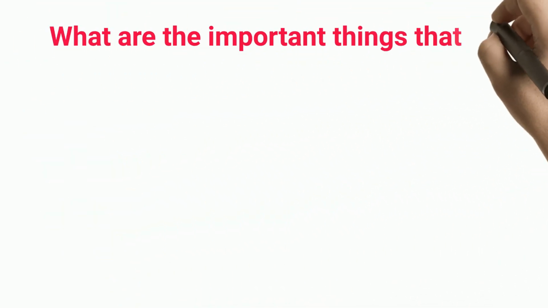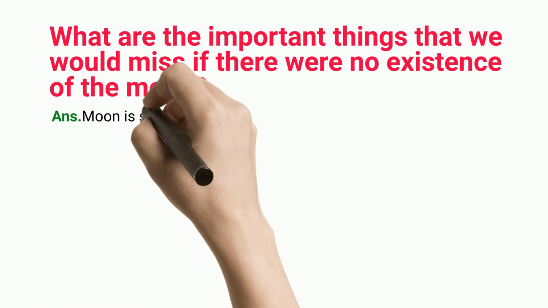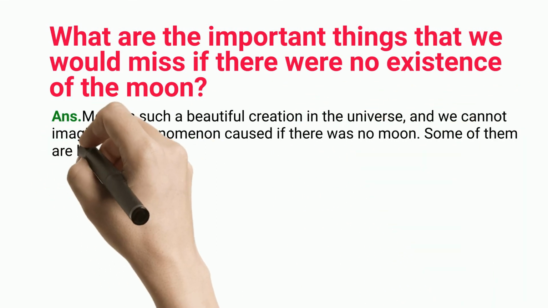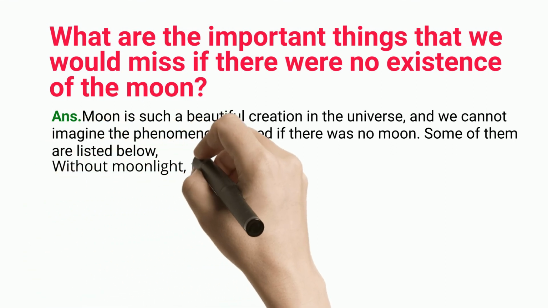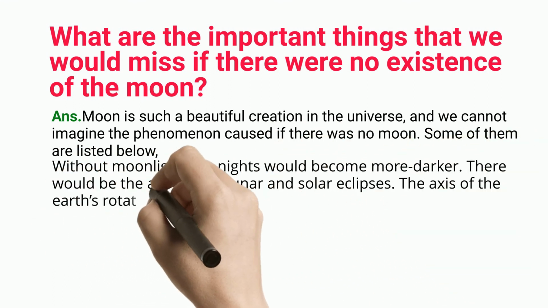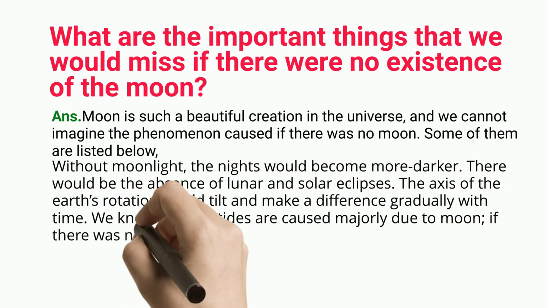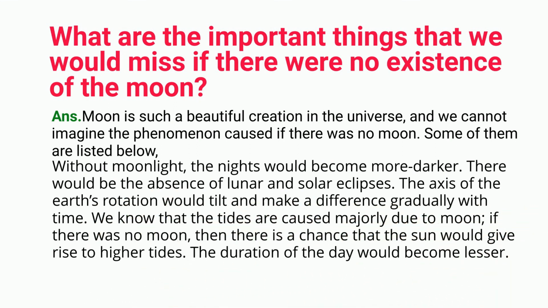What are the important things that we would miss if there were no moon? The moon is such a beautiful creation in the universe, and we cannot imagine the phenomena that would change if there was no moon. Some of them are listed below. Without moonlight, the nights would become darker. There would be no lunar and solar eclipses. The axis of the Earth's rotation would tilt and change gradually with time. We know that the tides are caused mainly by the moon. If there was no moon, the sun would give rise to higher tides. The duration of the day would become shorter.